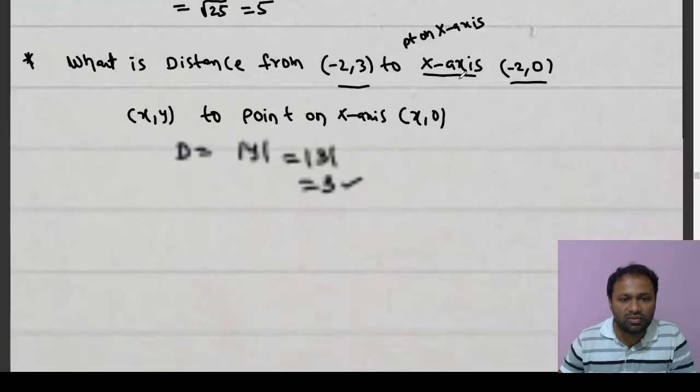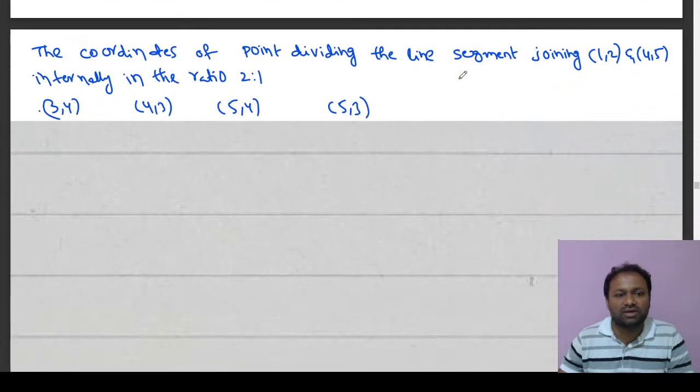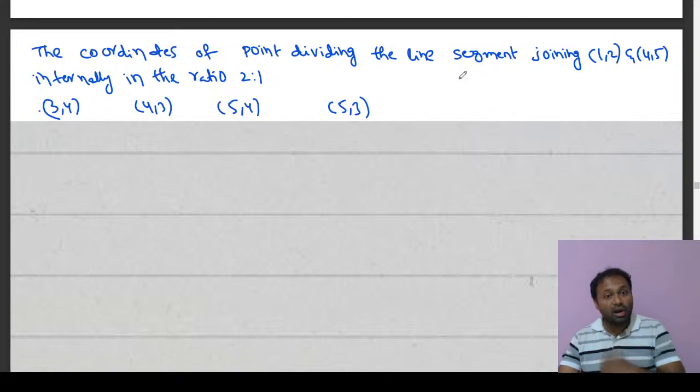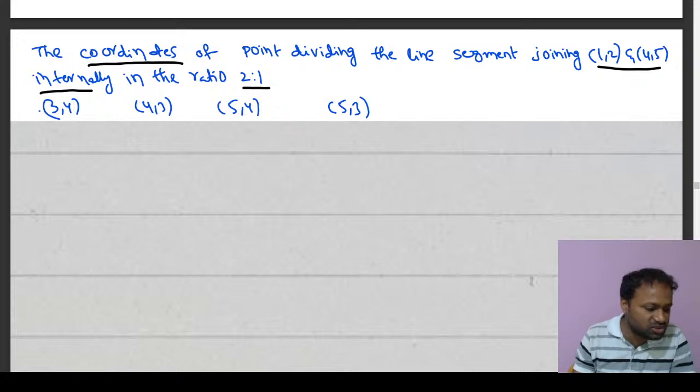Okay, I will move to another page. Right, so we got the question. The coordinates of the point dividing the line segment joining two points internally in the ratio 2 is to 1. Internally in the ratio 2 is to 1, we need to find.